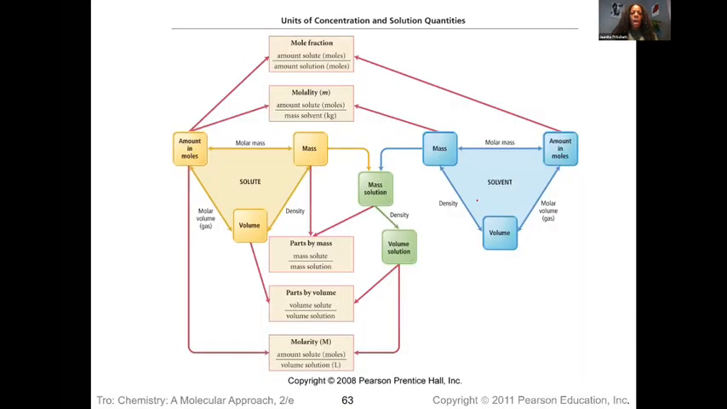All right. Now this chart, it may help you. It might also intimidate you. So use it at your will. But this just shows you how all these different units that we talked about, mole fraction, molality, molarity, parts by mass, part to whole ratios, how these are all interrelated. And so this could be a good study tool for you. But I also understand if you're not comfortable with using it.